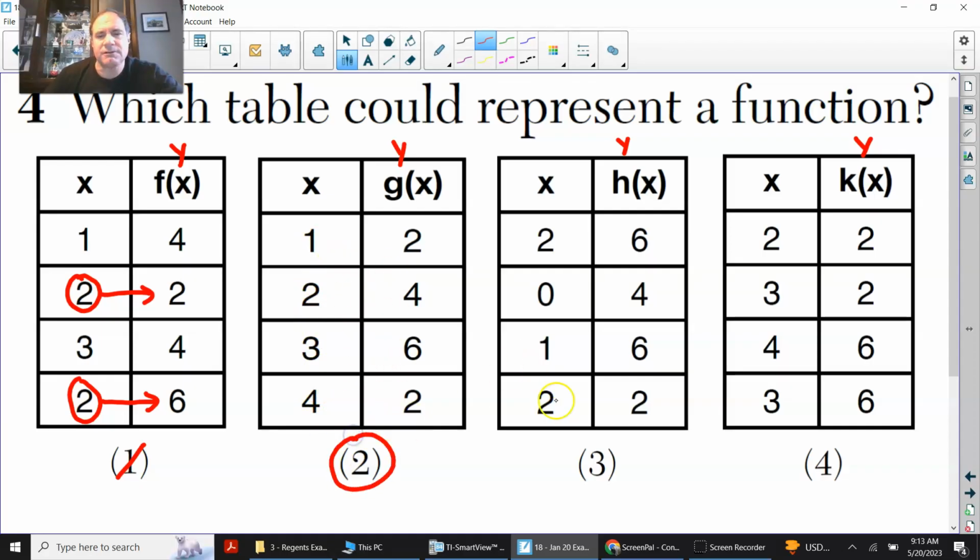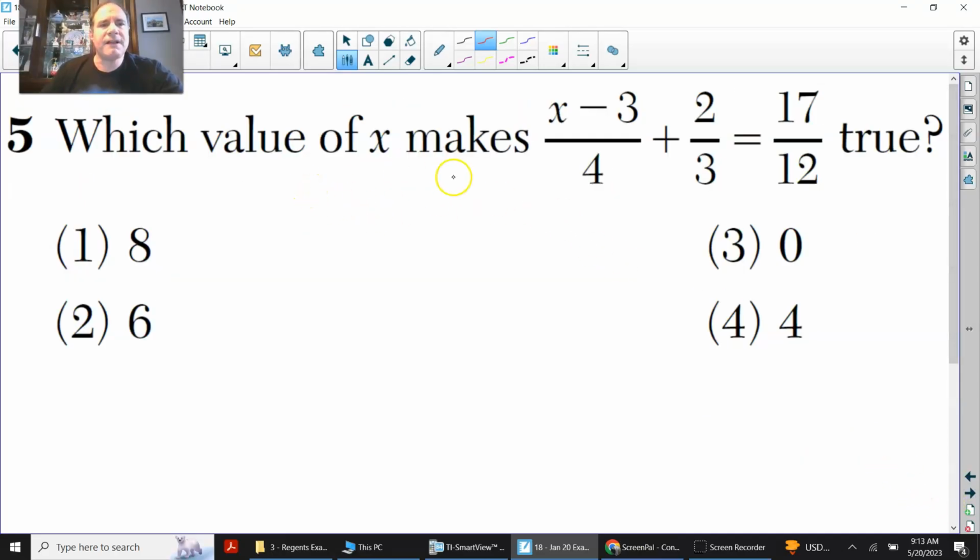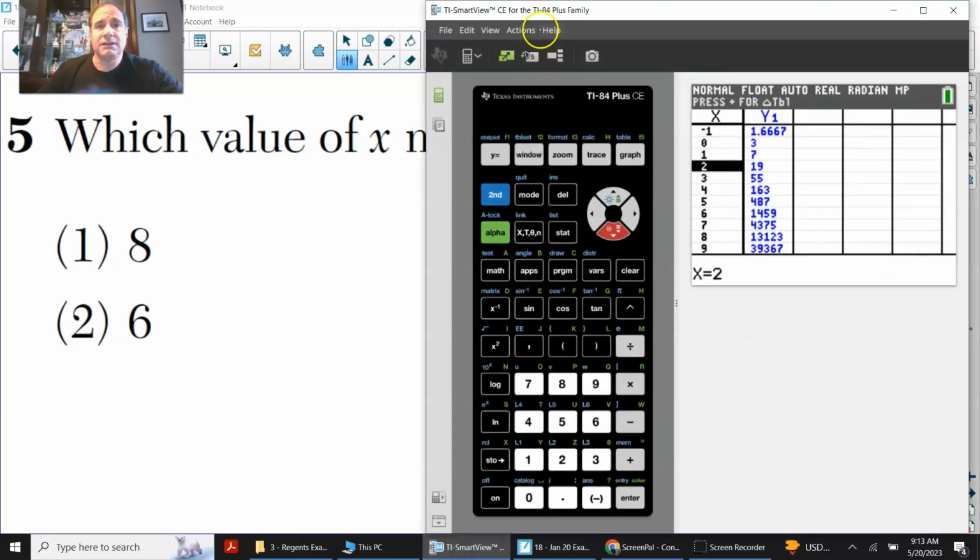That is the function. I just want to go over 3. 2 is repeating, and it's going to 2 different y's. That is not allowed. And then 3 is repeating, and it's going to 2 different y's. That is not allowed. That is not a function. 2 is a function. So number 5, which value of x makes this true? This mess right here. All I'm going to do is substitute here. I am not going to try to solve it, right?